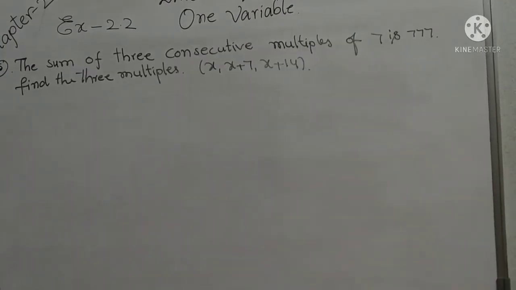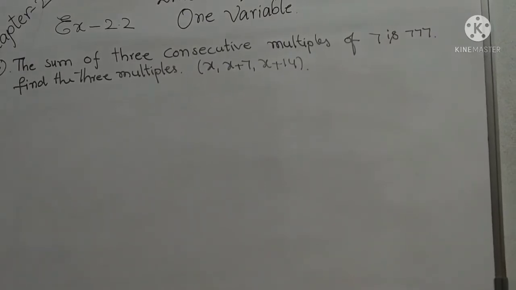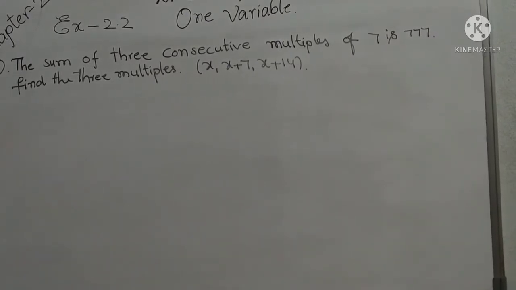Next fifth question, the sum of three consecutive multiples of 7 is 777. Find the three multiples. Already a hint is given here. What is that? Three consecutive multiples of 7 are x, x plus 7, x plus 14. Understand? So here.